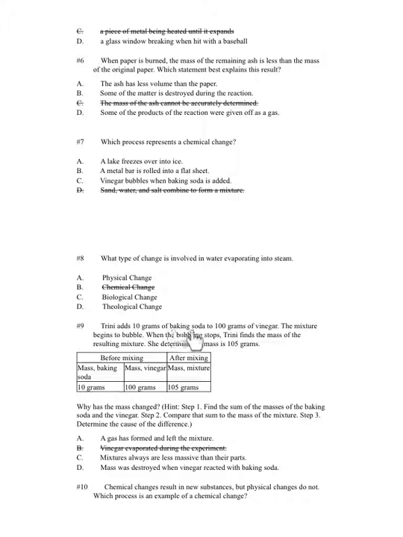Number 9. Trini adds 10 grams of baking soda to 100 grams of vinegar. The mixture begins to bubble. When the bubbling stops, Trini finds the mass of the resulting mixture. She determines its mass is 105 grams. Why has the mass changed? Hint. Step 1. Find the sum of the masses of the baking soda and vinegar. Step 2. Compare that sum to the mass of the mixture. Step 3. Determine the cause of the difference.